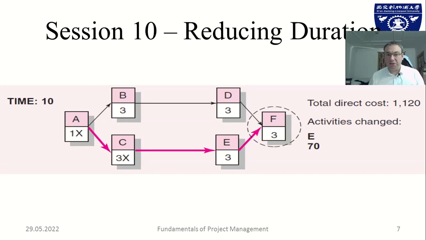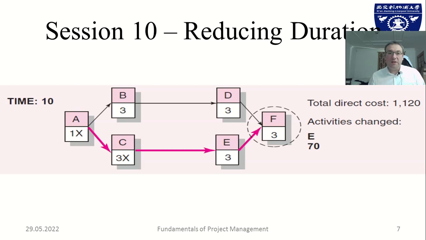Our next crash would be activity E, which costs us 70 currency units for a time of 10 and a total direct cost of 1,120 after all the crashes. Now what you can also see is we now have two critical paths, which is key to the exercise. We have one critical path going 1 day at A, 3 at C, both fully crashed, E at 3 days and F at another 3 days. The same length in project duration can be achieved by A, B, D and F.